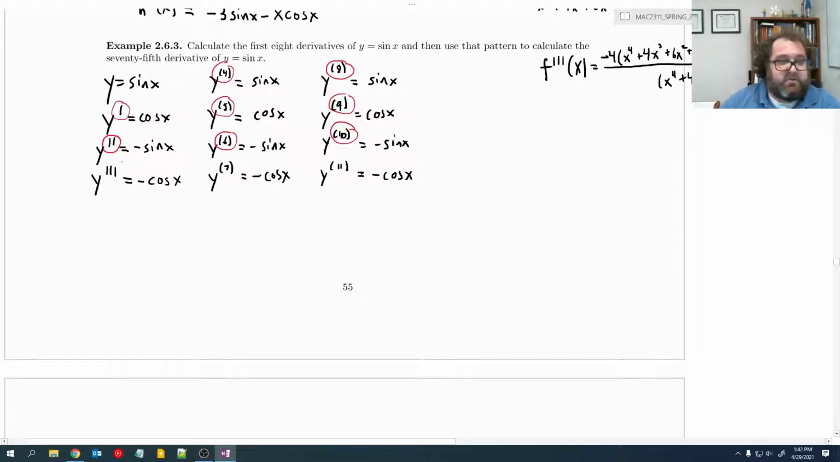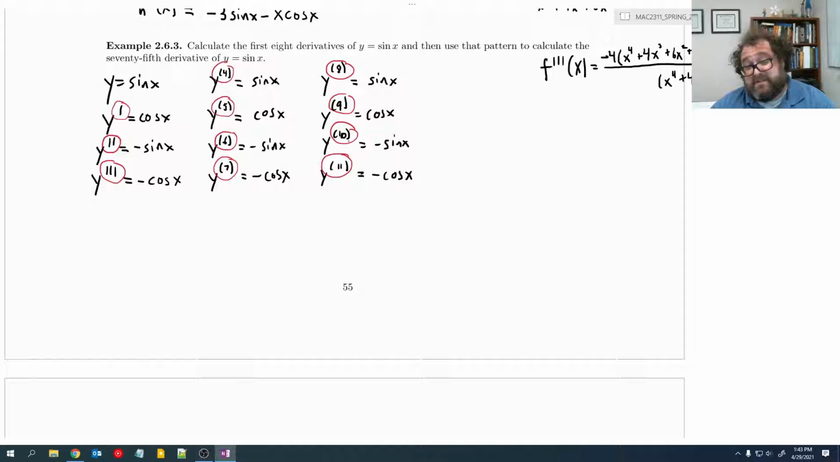And then in this last row here, you have the 3rd derivative, the 7th derivative, the 11th derivative. All of those are 3 more than a multiple of 4. Because 3 is 3 more than 0, of course. 7 is 3 more than 4.